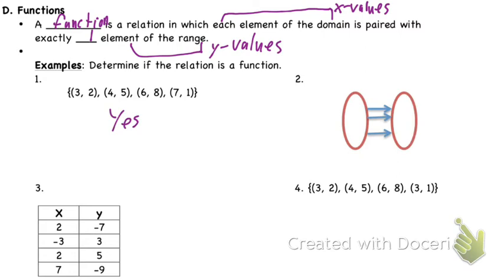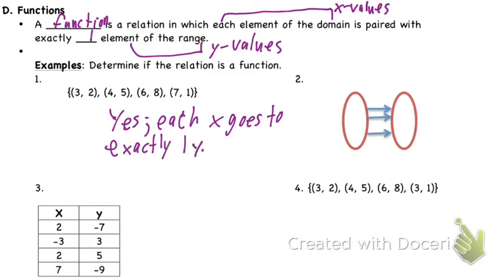So is it a function? Our answer is yes. Each x goes to exactly 1 y. I would encourage you to write that down. 3 goes to 2, 4 goes to 5, so on and so forth. It's not like 3 goes to both 2 and 5. 3 only goes to 2. A different x goes to 5.